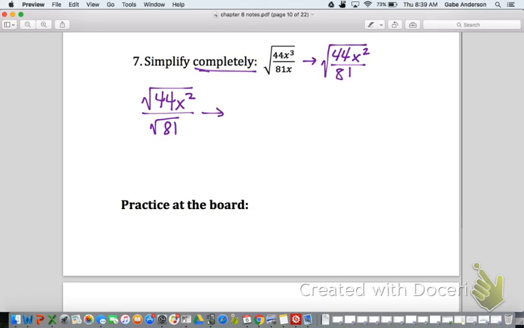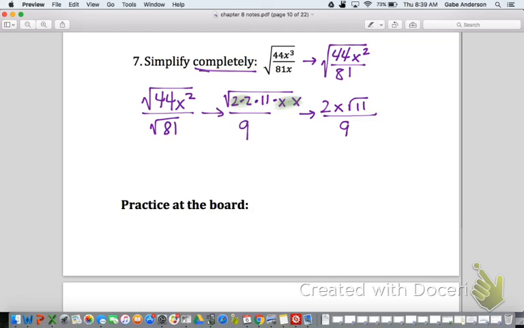Well, the square root of 81, that's a perfect square, right? Yeah. So 9. And then the top one, 44 is 2 times 2 times 11 times x. I've got a pair of 2's and a pair of x's, right? Which is 2x root 11. So this could be rewritten as 2x root 11 all over 9, and that would be simplified.